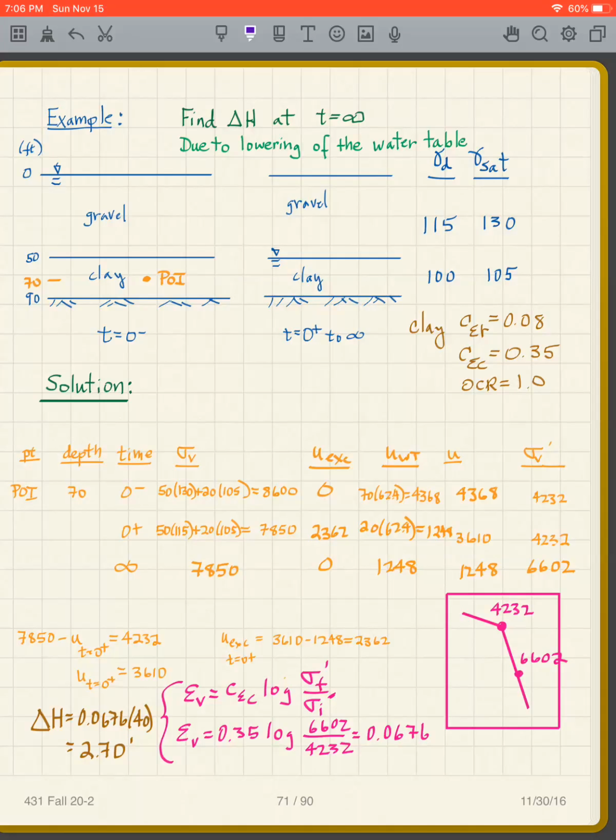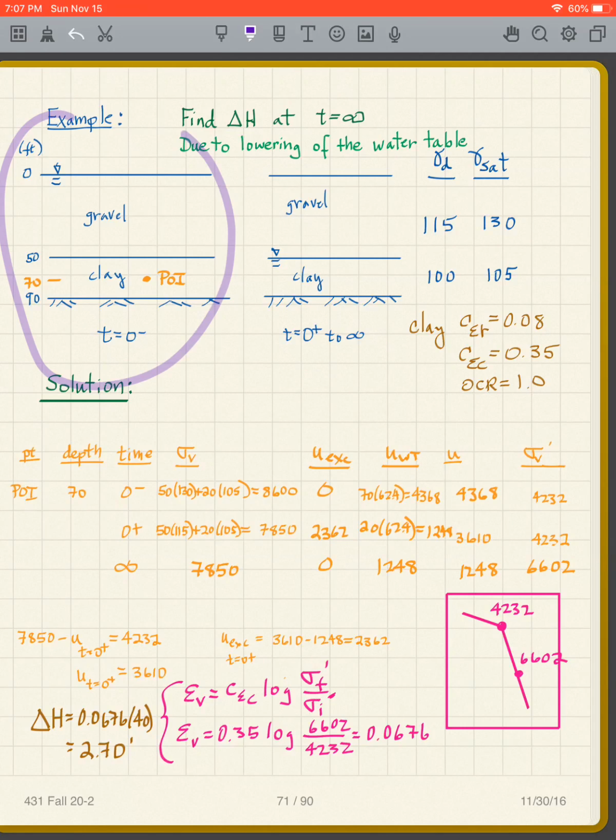One thing we haven't covered yet is settlement due to lowering of the water table, all right? So what I want to find is delta H at t equals infinity due to lowering of the water table. Now, what do I mean by that? Let's look at our soil profile here. So here's my t equals 0 minus, here's the t equals 0 plus to infinity.